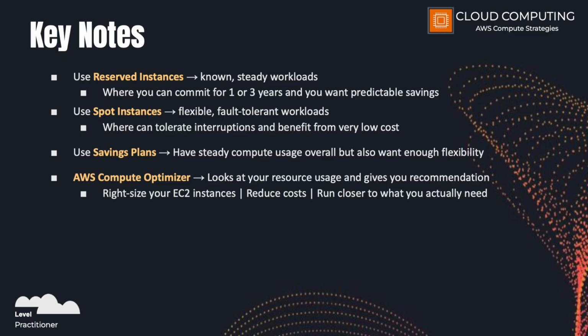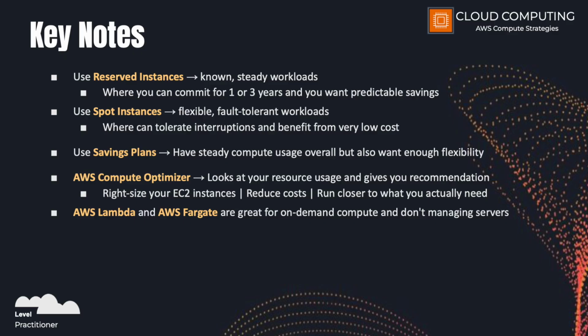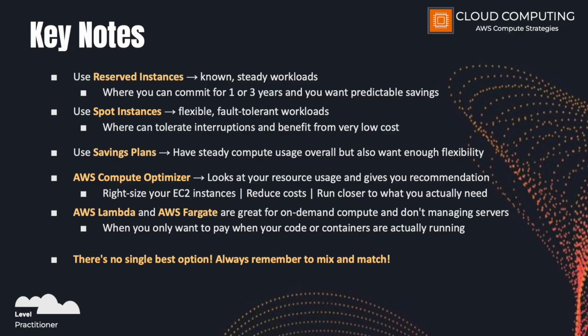And you can also consider serverless services like AWS Lambda and AWS Fargate that naturally optimize costs by charging only when work is happening. They're ideal for when traffic is unpredictable or when you want to avoid managing capacity entirely yourself. And the most important one, there is no single best option in AWS.